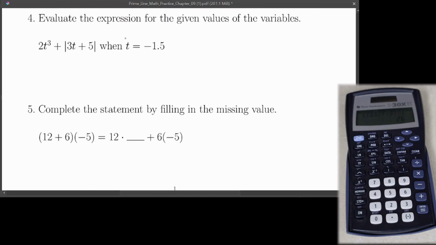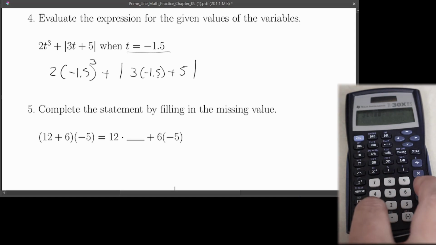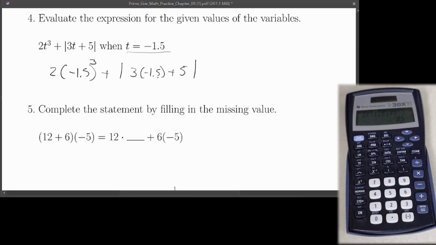For problem number 4, we're plugging in -1.5. So we've got 2 times parenthesis -1.5 cubed plus absolute value of 3 times -1.5 plus 5. So we need the cubed on that one. So our 3 times -1.5 plus 5, we can do 3 times -1.5 plus 5 gets us to 0.5. So that's the absolute value of 0.5.